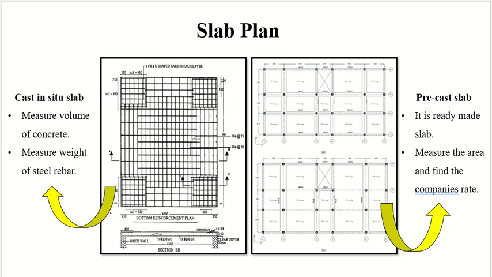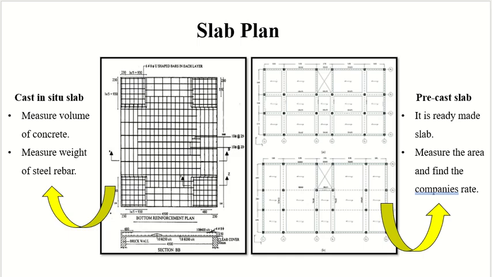Then we have the slab drawing, and you can have 2 types of slabs. The first one is in situ, the second one is precast. In situ means you are making the slab on the site. Precast means the slab is made somewhere else and they bring it and you install it on the site.